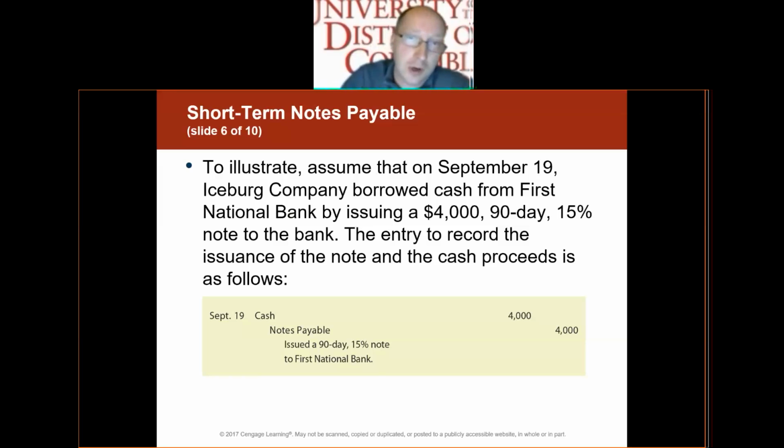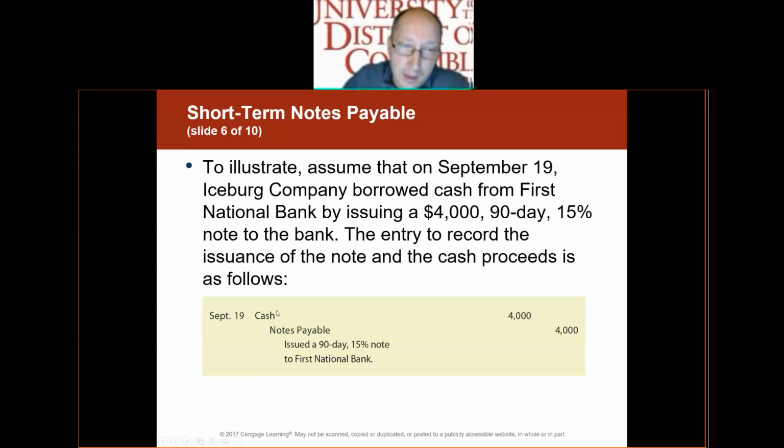So here's the assumption. On September 19th, our company Iceberg, apparently we sell lettuce, I don't know, borrowed cash from First National Bank by issuing a $4,000 90-day 15% note to the bank. The entity recorded the issuance of the note and the cash proceeds as follows.